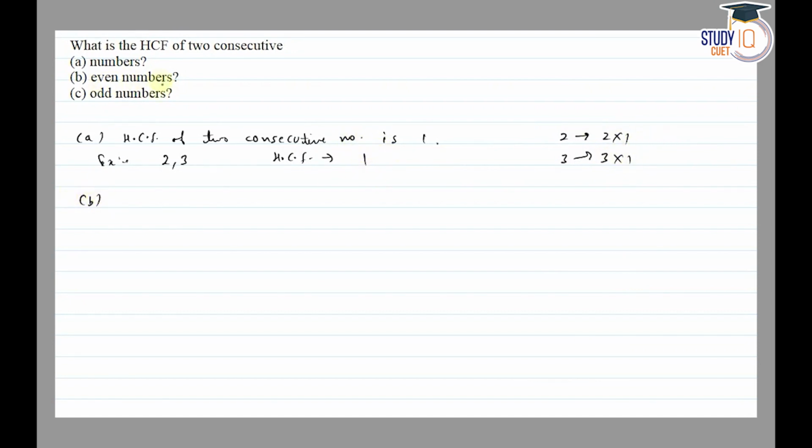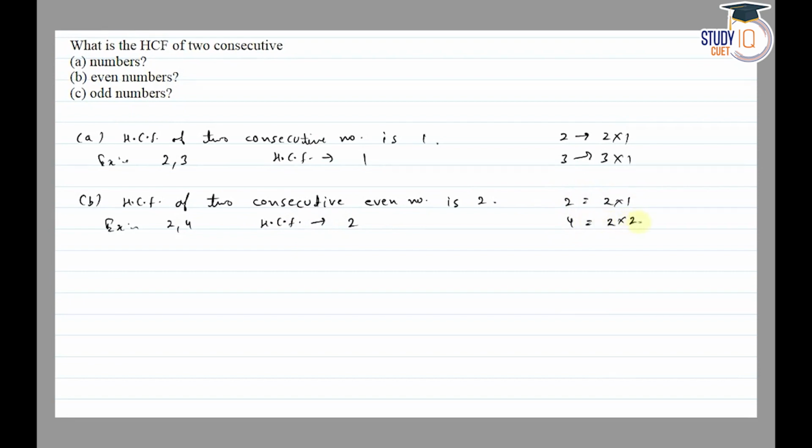B, even numbers. So HCF of two consecutive even number is 2. Example 2, 4. So HCF हो जाएगा हमारे पास 2. 2 is equal to 2 into 1 and 4 is equal to 2 into 2. So हो जाएगा 2 कॉमन, हाईएस्ट कॉमन फैक्टर हो जाएगा. So HCF is equal to 2.